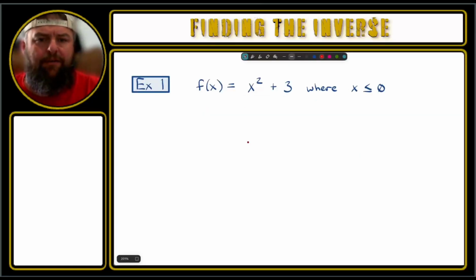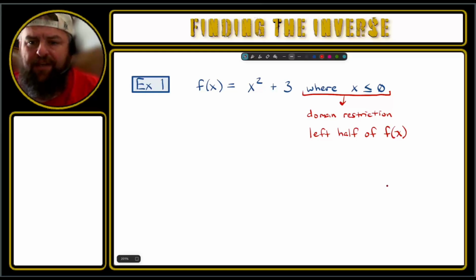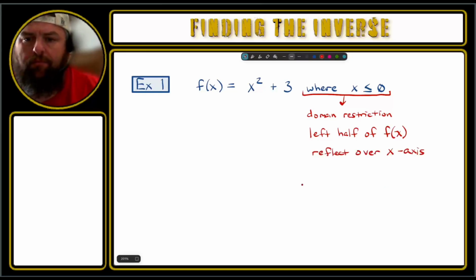Let's find the inverse of f of x equals x squared plus 3, where x is less than or equal to 0, which is our domain restriction, which is the left half of f of x, meaning it will reflect over the x-axis.